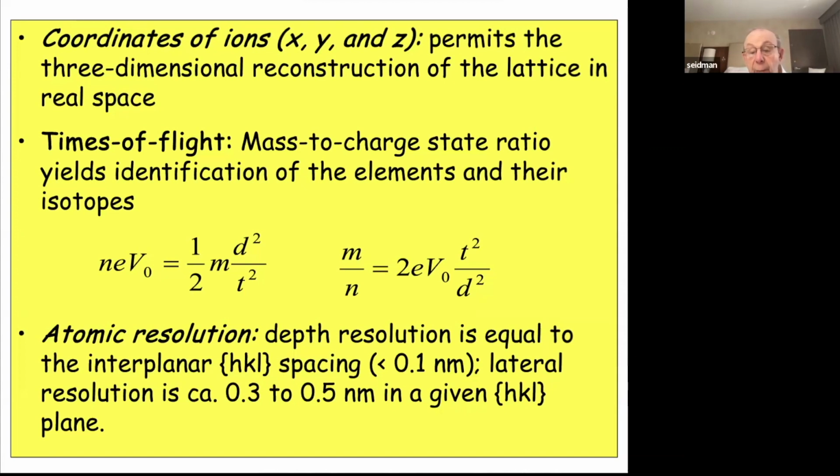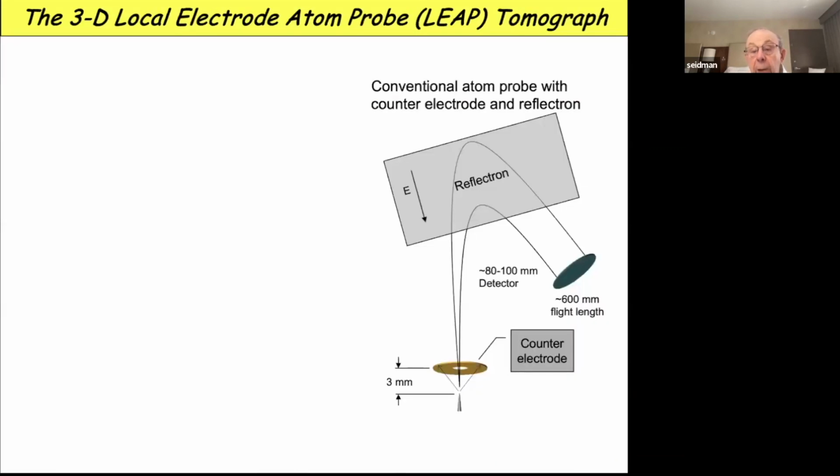Okay, what is the atomic resolution? The interplanar spacing, that's less than 1/10 of a nanometer. The lateral resolution within the plane is 0.3 to 0.5 nanometers. And HKL is just a crystallographer's way of identifying different atomic planes. Okay.